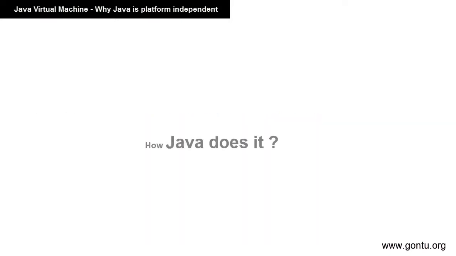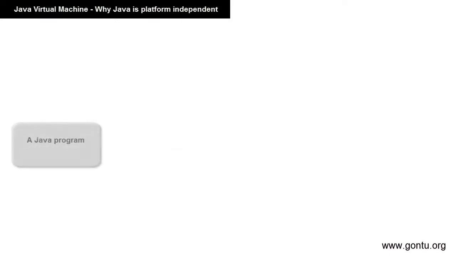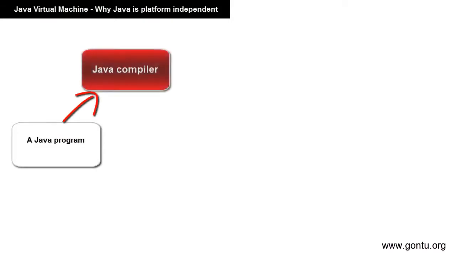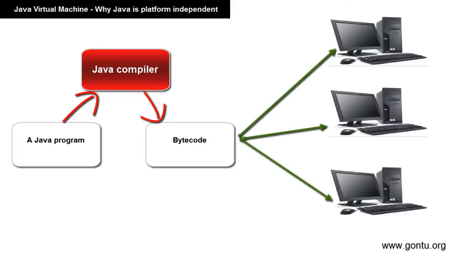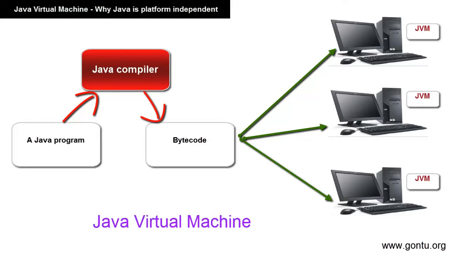Question is how Java does it. Say you have written a Java program. Now you pass this Java program as an input to another program called a compiler provided by Java people. And the compiler will convert this program into a language called bytecode. You give this bytecode to all different computers, and all computers have a program installed on them called JVM, that is Java Virtual Machine. Java people provide JVM for almost all types of computers.